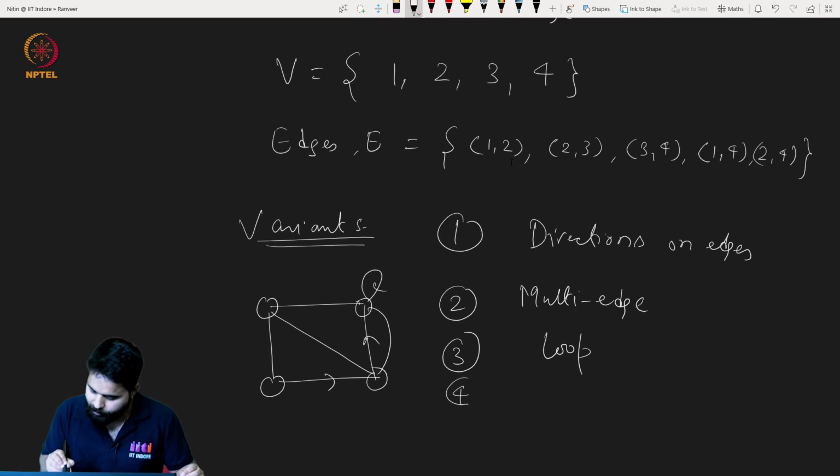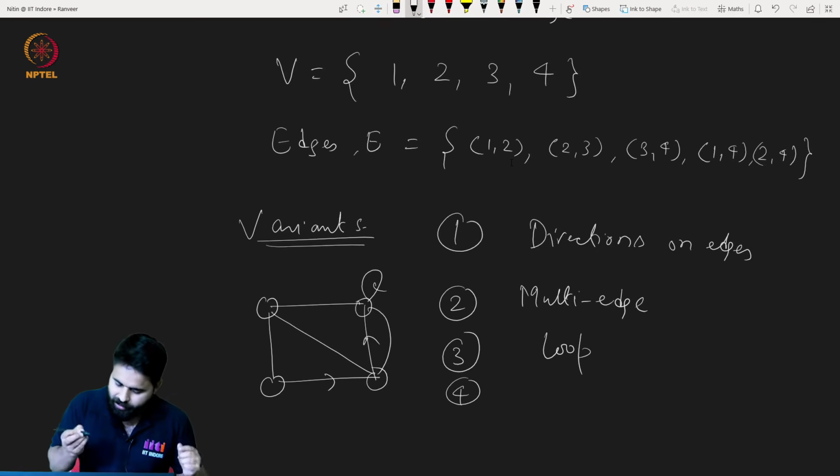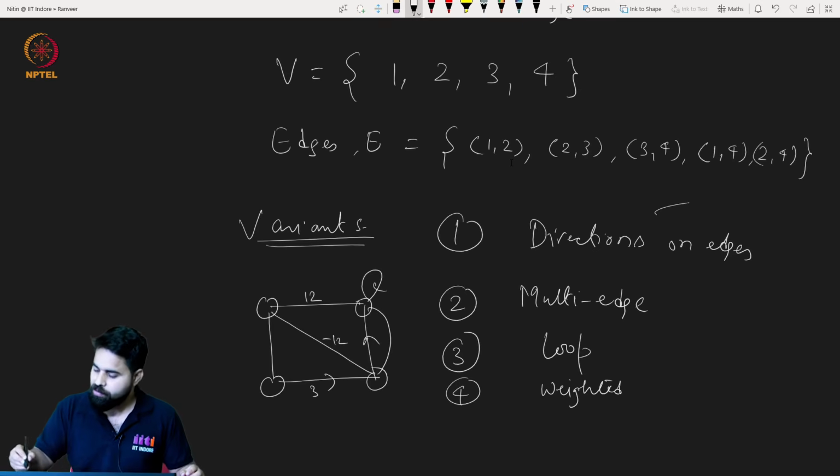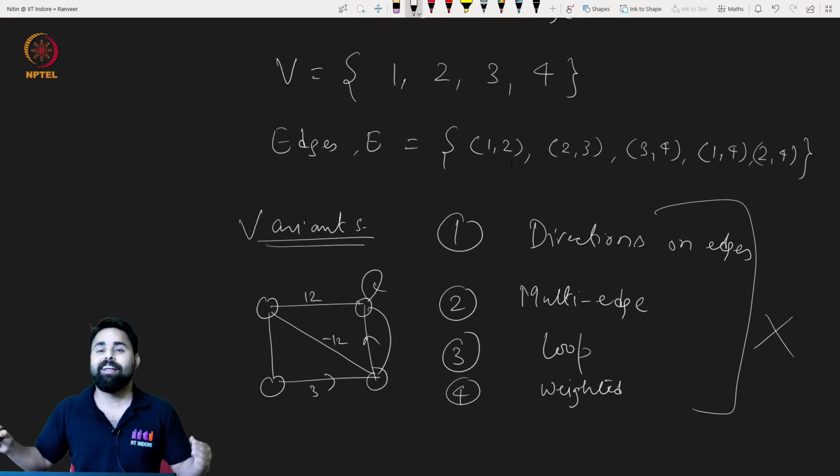The fourth variant is that the edges could be weighted. Some weight is there, suppose 12, minus 12, 3 and so on. And these weights can be on vertices also. But for this course, we will not be dealing with these variants.